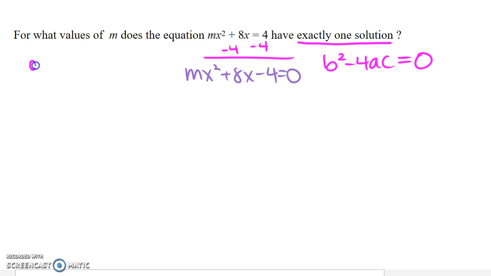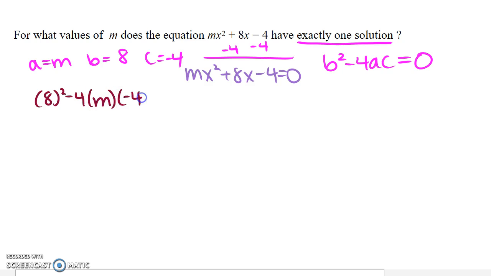And from there we know our a value is m, our b value is 8, and our c value is -4. So when we substitute that into our equation, we'll have 8 squared minus 4 times a, which is m, times c, which is -4, is equal to 0. From here, we'll have 64, and then -4 times -4 is a positive 16m equals 0. And we're just solving for m to get m by itself. This time it's already equal to 0, so we can solve it like we normally would.